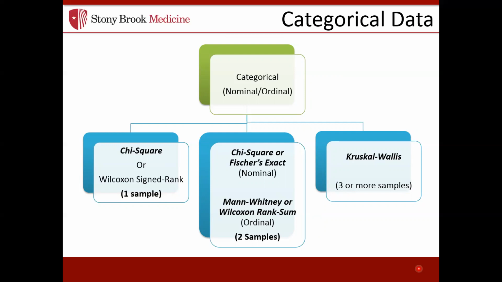If you have 2 samples, you could use a chi-square or a Fisher's exact, and I think that you would use that for nominal data, or you could use a Mann-Whitney or Wilcoxon rank sum, which is for ordinal data, using 2 samples. 3 or more samples, you could use the Kruskal-Wallis.